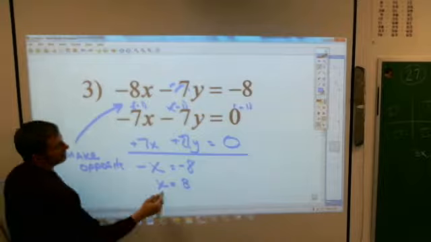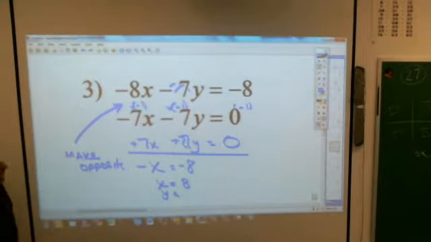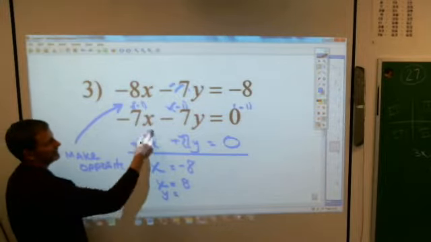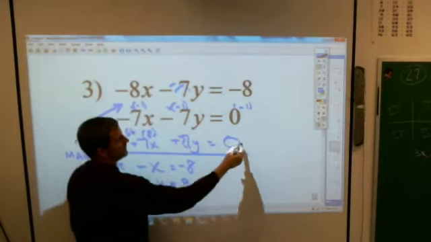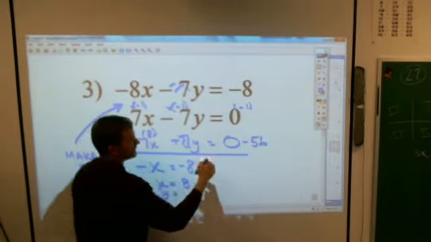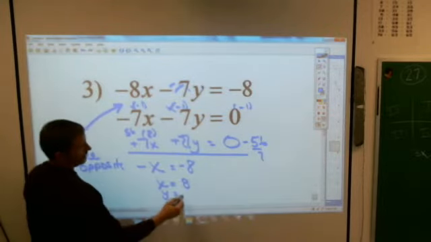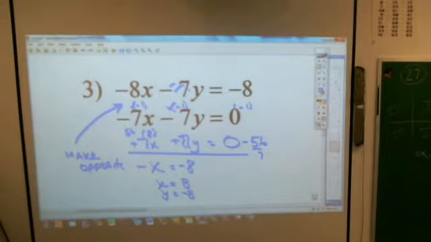What is my y going to be? Again, this is probably the hardest part about this. You can pick either one you want to do. Let's pick this one. If I put 8 in for x, 7 times 8 is 56. I subtract that over here. It becomes a minus 56, divided by a positive 7. Y looks like to me it's negative 8. I can only hope I was right on that.